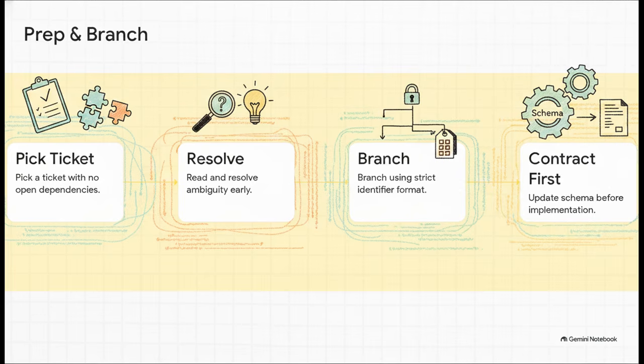Step 2 is reading and resolving any ambiguity on day 1 to dodge a costly rewrite later. Step 3, you create a branch using a very strict identifier format. And Step 4 is critical. Contract first. You must update the schema in the shared contract before touching the implementation. Honestly, doing this backwards is the #1 way to block downstream work for your front-end teams.